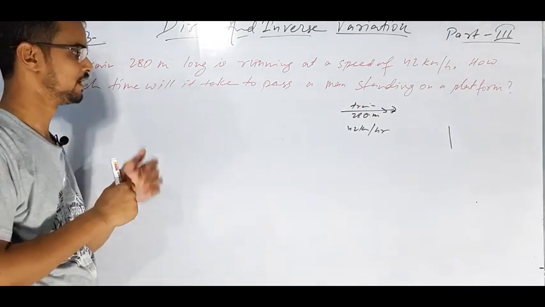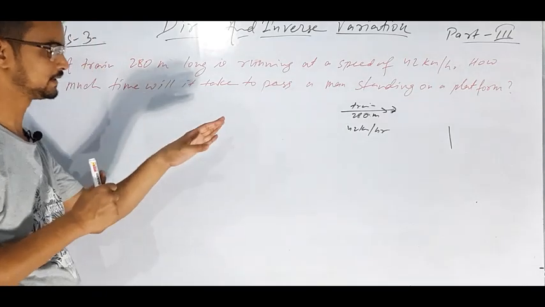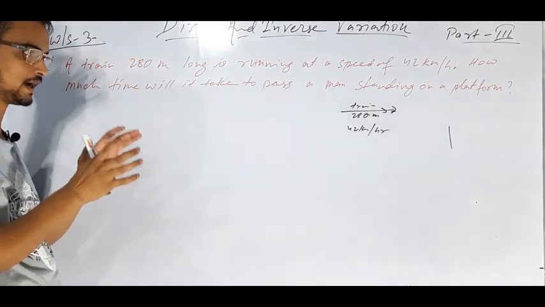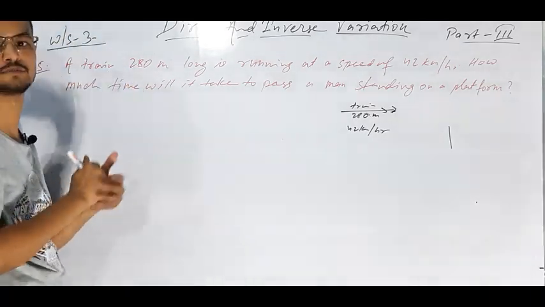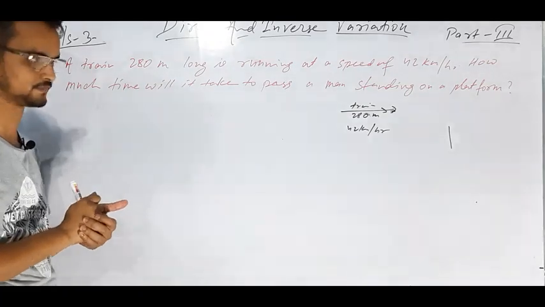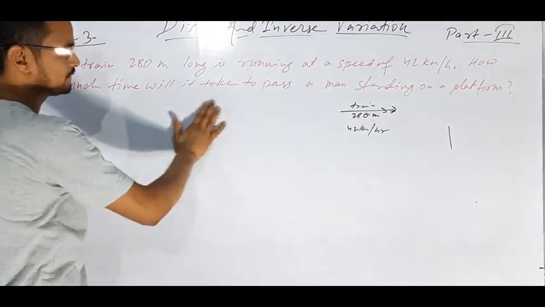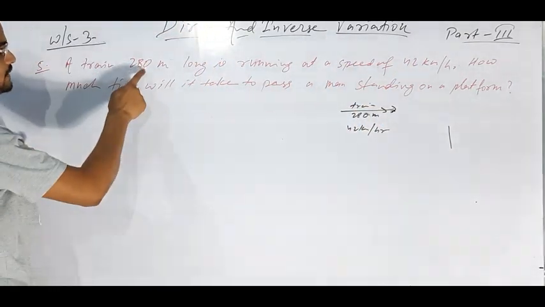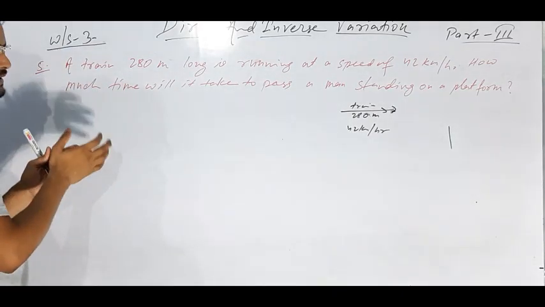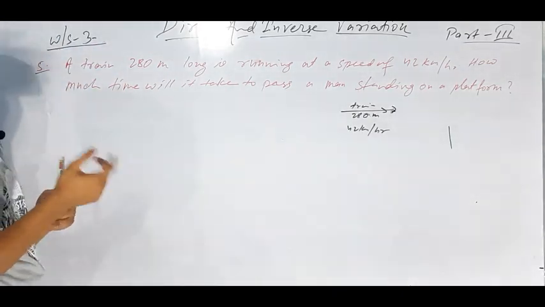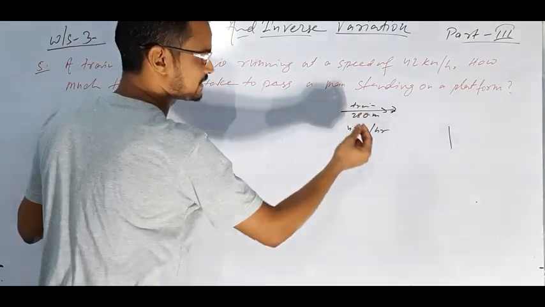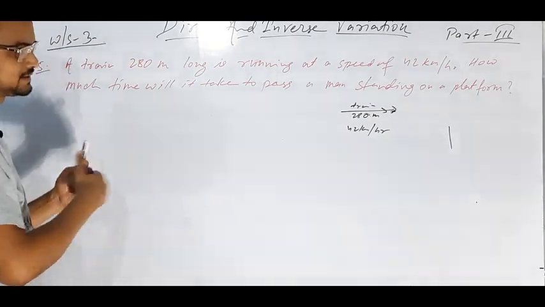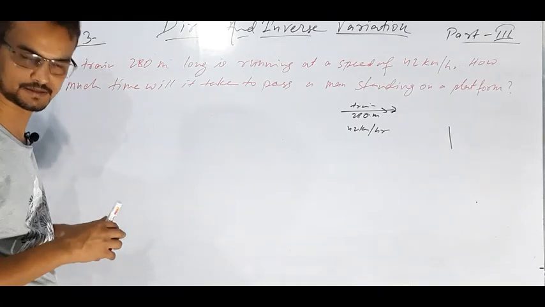But here we are discussing the chapter direct and inverse variation. So we have to do that question according to the variation part. Is it clear? Now in this form of question, firstly the speed is given in 42 km per hour and the length is given in meter. Then firstly convert that speed into meter per second, because this train will take some seconds to pass this man, so it is easier to convert that into meter per second.